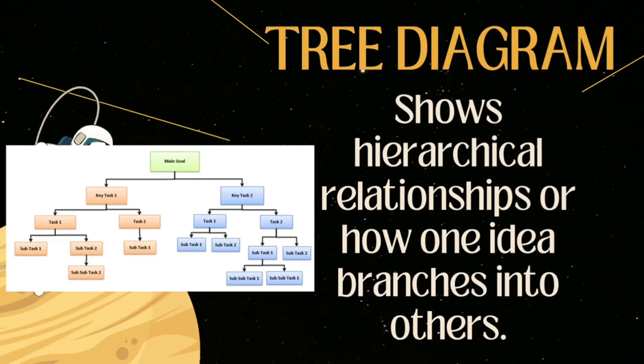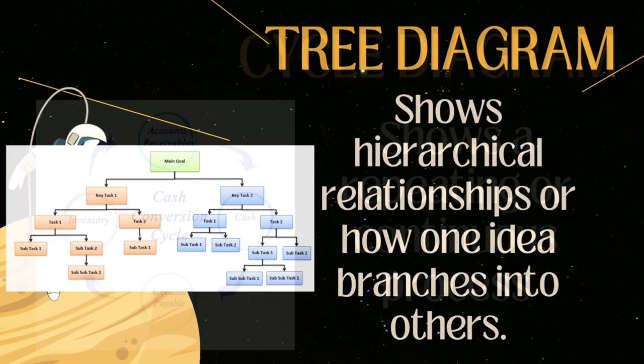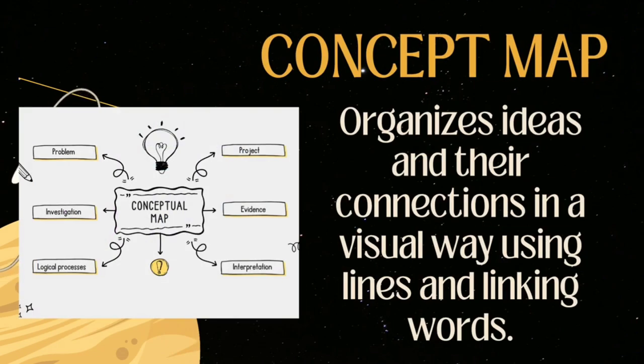A tree diagram is a diagram that shows hierarchical relationships or how one idea branches into others. The cycle diagram shows a repeating or continuous process. A concept map organizes ideas and their connections in a visual way using lines and linking words.